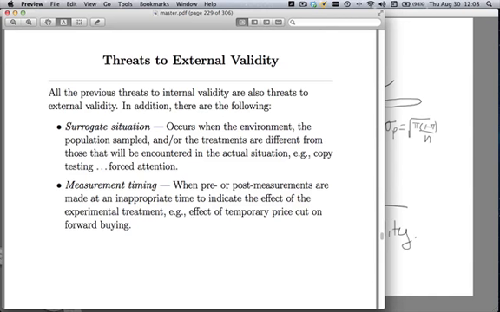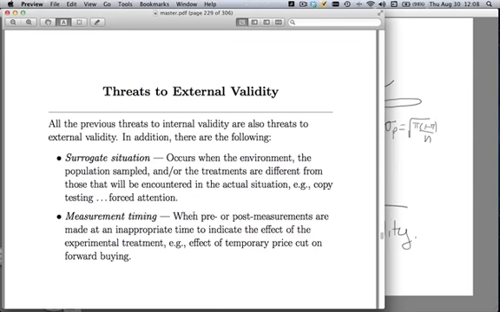Measurement timing is where what you learn in summer may not apply during winter, or what you learn during a holiday may not apply when it's not a holiday. So those are all measurement timing effects.